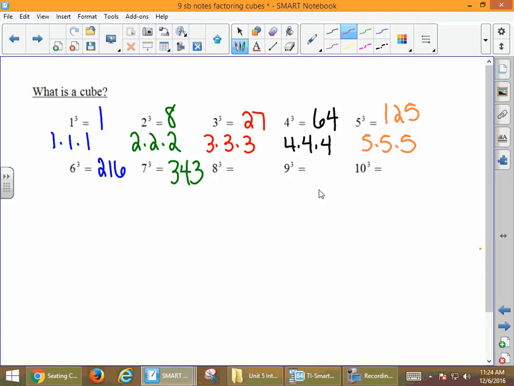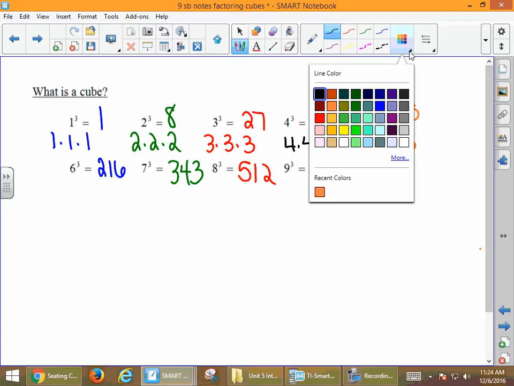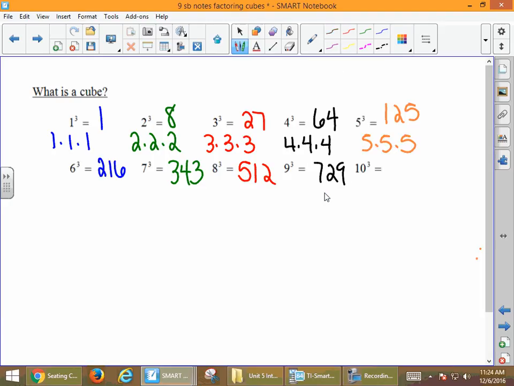8, I kind of know. 8 cubed is 8 times 8 times 8. I remember it from the quick recalls. 9 times 9 times 9, I have to look: 729. And 10 times 10 times 10 is 1,000. So we look for these numbers when we're dealing with the cube.